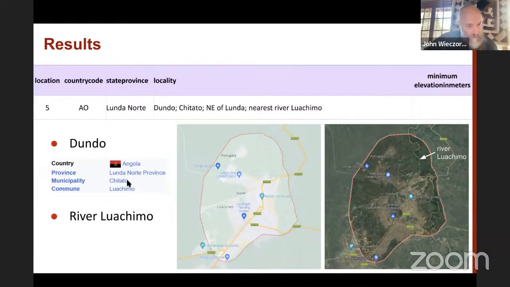And if you can see here, Dundo is within a municipality called Chitato, which is within the province Lunda Norte, which is inside of the country Angola. So that helps us to decide what's the most specific part. It would be Dundo. The rest is bigger. The northeast of Lunda is another reference. Lunda is another city to the southwest of this. So it's just helping us to orient in case we can't find the rest. So Dundo is our most specific feature. That's what we want to georeference.